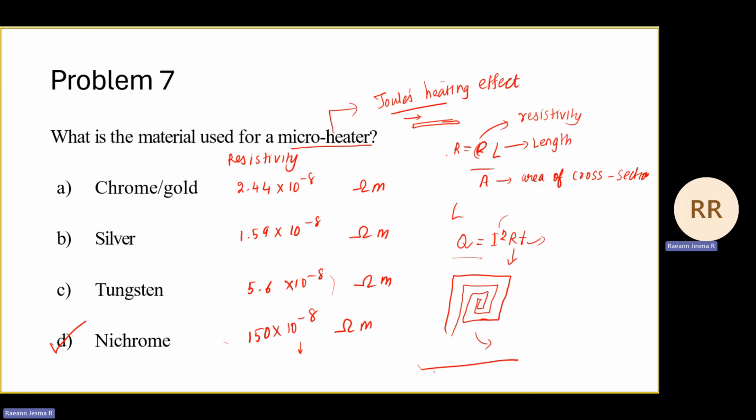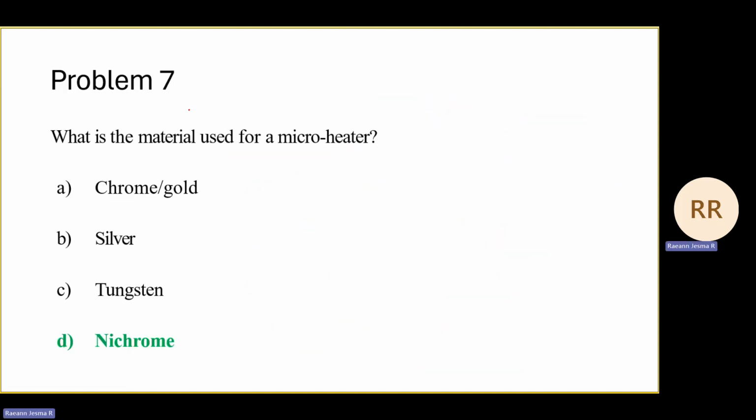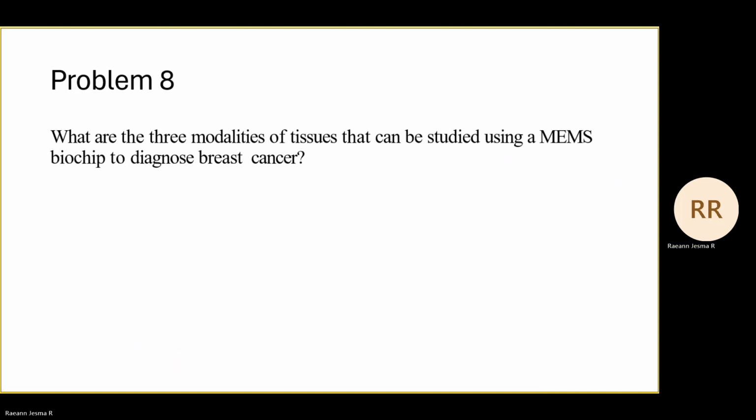Okay. So is this clear? So the answer to problem 7, what is the material used for micro heater, is nichrome, and the main reason is that it has very high resistivity and high melting point. Also, it is not easily oxidized. Nichrome is an alloy of nickel and chromium. So now we'll move on to the next question.